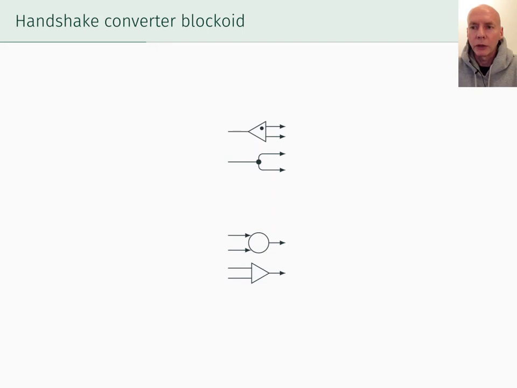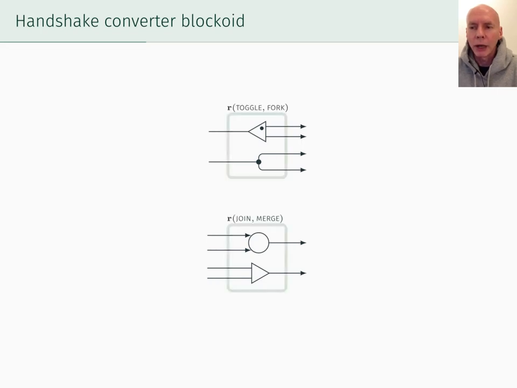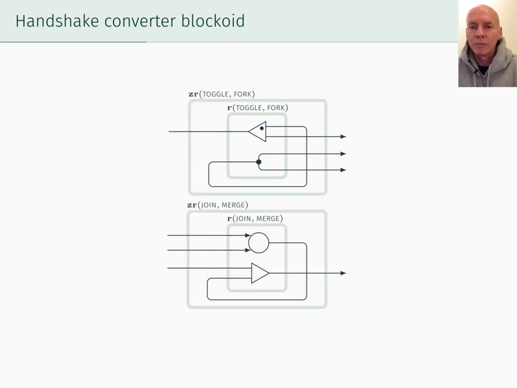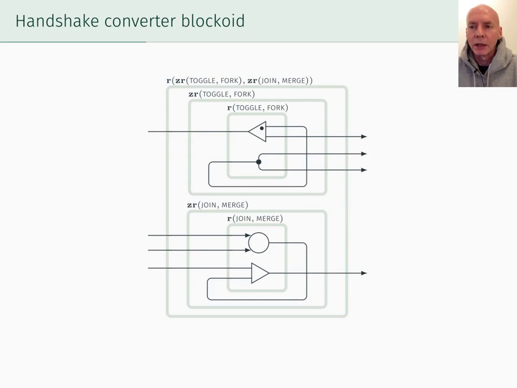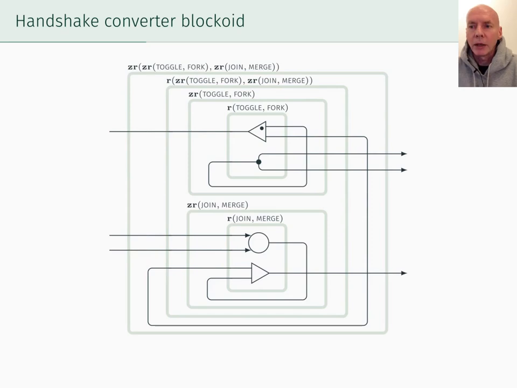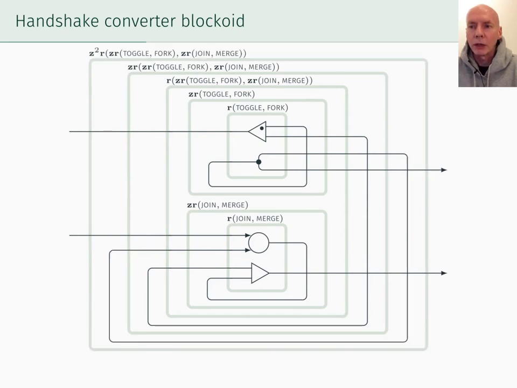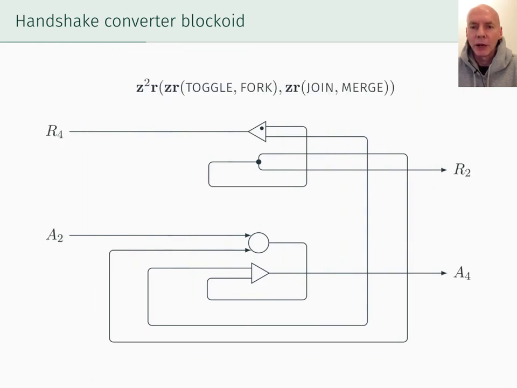Suppose we have a blockoid and these are the blocks. We can start by putting the toggle and the fork together in one block and the join and the merge together in another block using the rack operator. Now if we want to connect the toggle to the fork, and the join to the merge, we can do that using the Z operator in both cases. Now we can put both of these together using rack again, and we can connect the toggle to the merge using the Z operator. And finally, we can connect the fork to the join using the Z operator again. So we get a circuit like this that can be specified as shown.